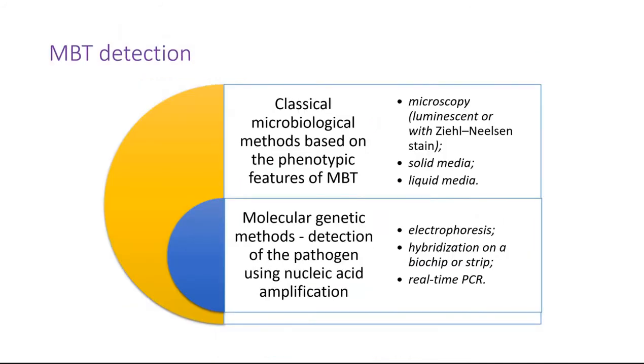All methods of Mycobacterium tuberculosis detection, I mean etiological methods, are divided into two groups. First, classical microbiological methods based on the phenotypic features of Mycobacterium tuberculosis, and here you can see microscopy, solid and liquid media. And the second group is molecular genetic methods, detection of the pathogen using nucleic acid amplification.